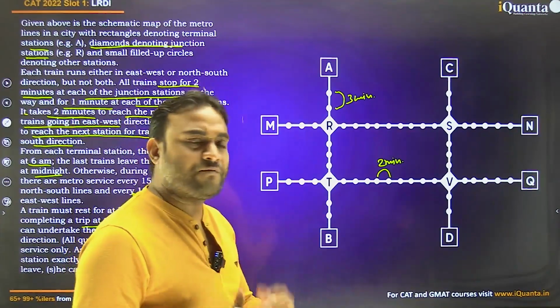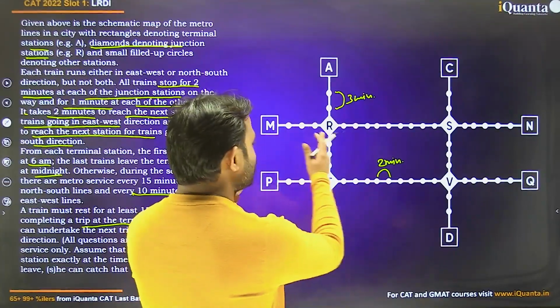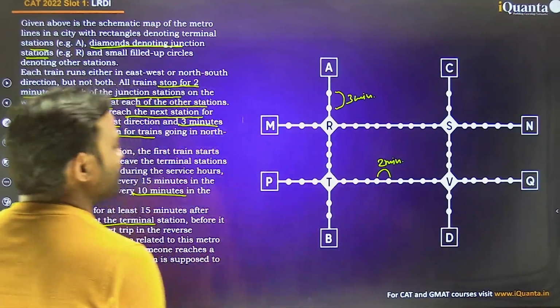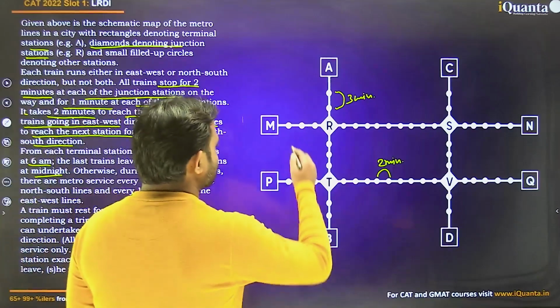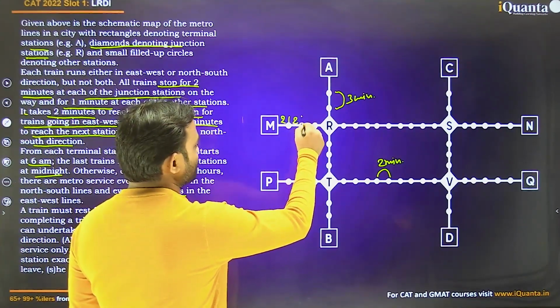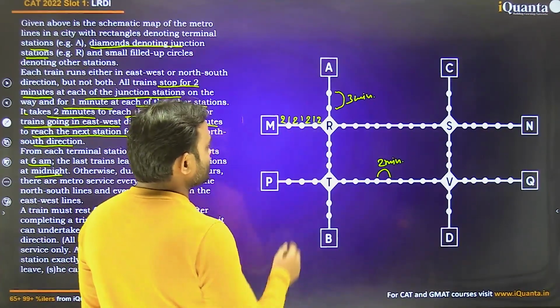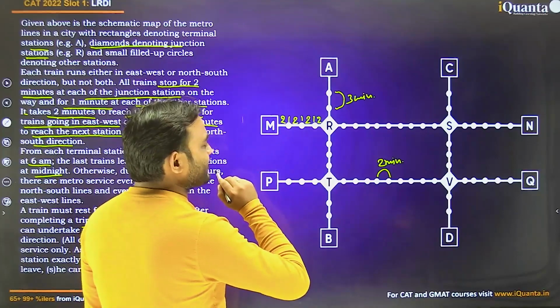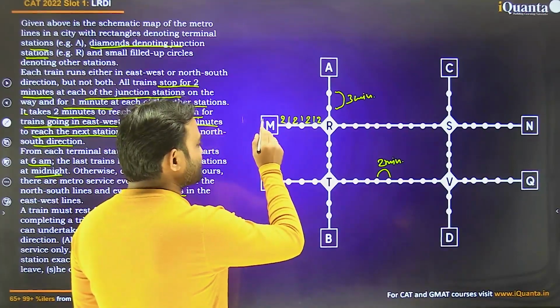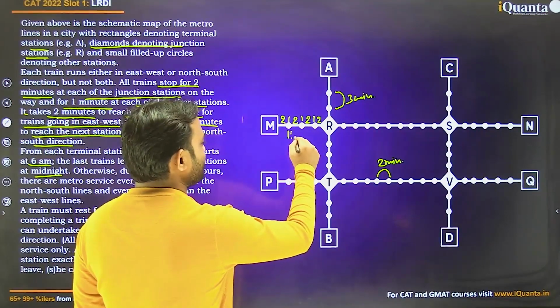Now, can we find out the exact time taken by a train between any two stations? In this case, it will be 2 minutes, then 1 minute stoppage, 2 minutes, 1 minute stoppage, 2 minutes, 1 minute stoppage, then 2 minutes. So the total time taken by a train to cover the distance between M and R or R to M will be 8 plus 3, which is 11 minutes.